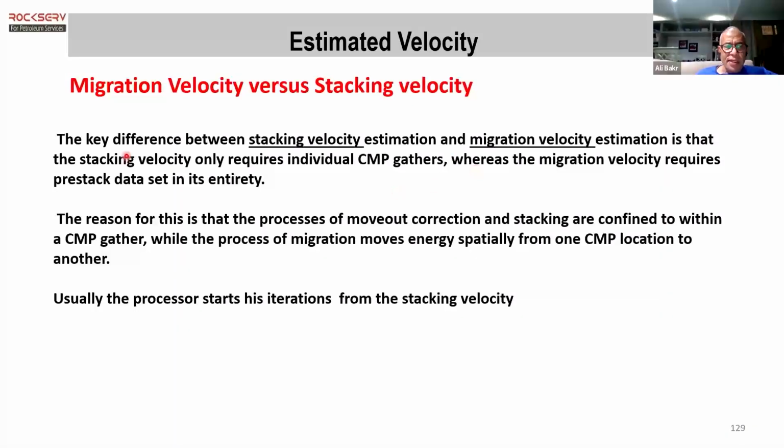Here I am concluding that the key difference between stacking velocity estimation and migration estimation is that the stacking velocity only requires individual CDP gathers. This is an important notice: all you need is the same CDP gather. While in the migration velocity, you require the entire pre-stack data set as input. All the data set. So look at that. For the migration velocity, you are using the whole data set in order to calculate the velocity. If you have both stacking velocity and migration velocity, the migration velocity is more recommended than the stacking velocity, because the stacking velocity is dependent on only CDP gathers, while the migration velocity takes all the data as an entry.